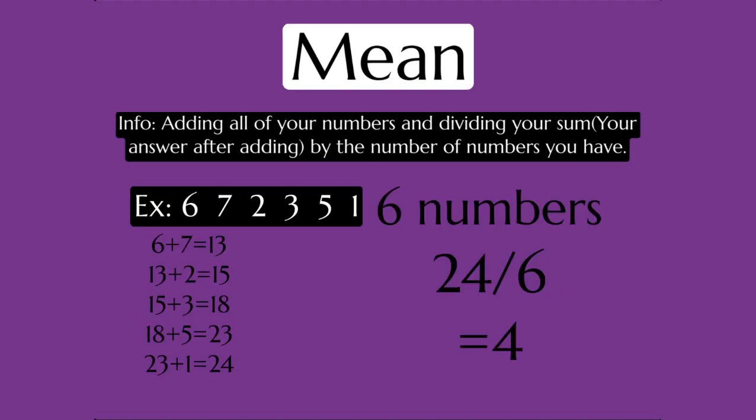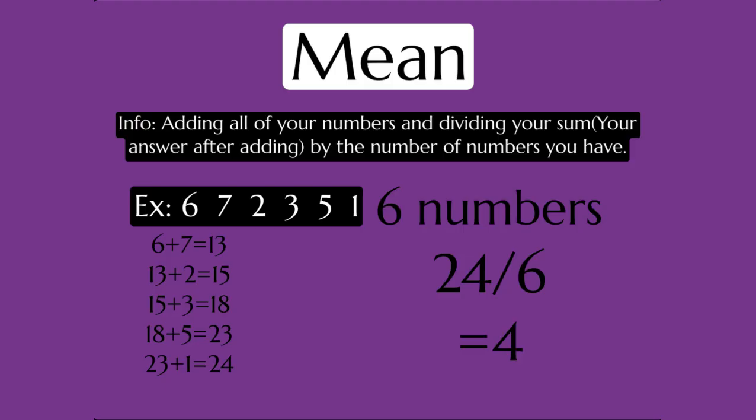To start, let's do our mean. To find our mean, we need to add all of our numbers and divide our sum, which is our answer after adding, by the number of numbers we have. Now, before we continue, I want you guys to pause the video and reread that definition on your own because I know that it can get a little confusing when I say the number of numbers. Okay, if you got that, let's try to solve the example that we have here.